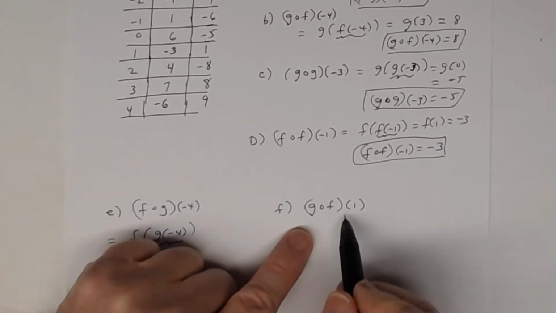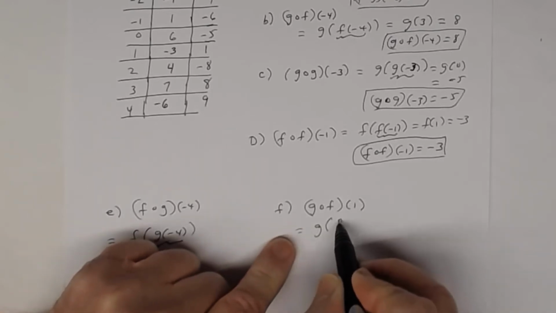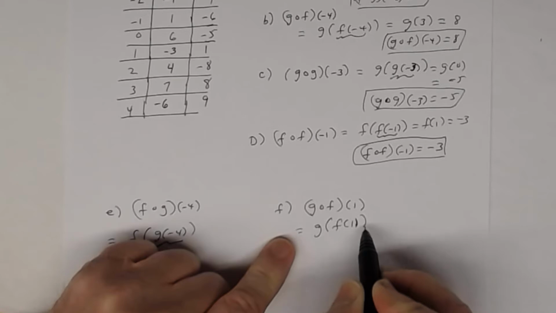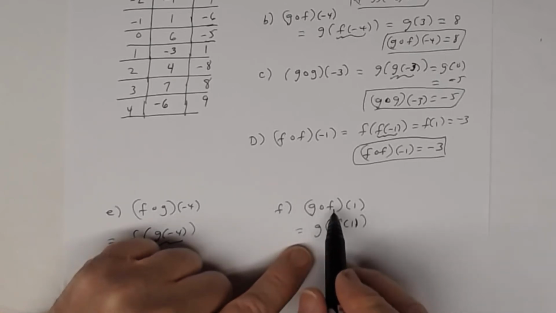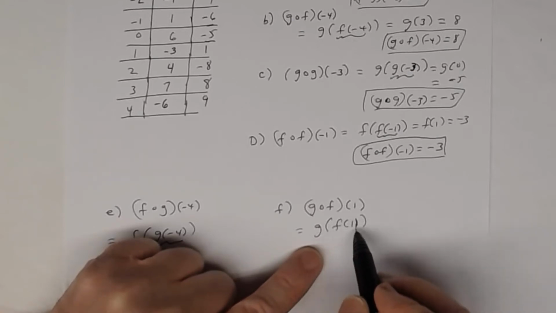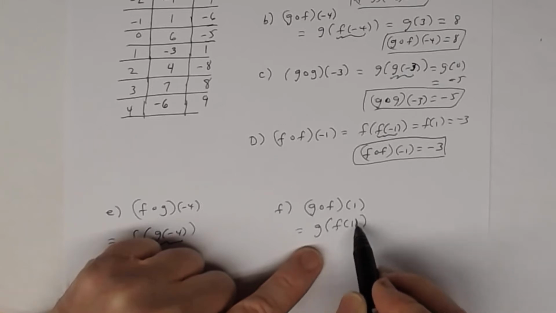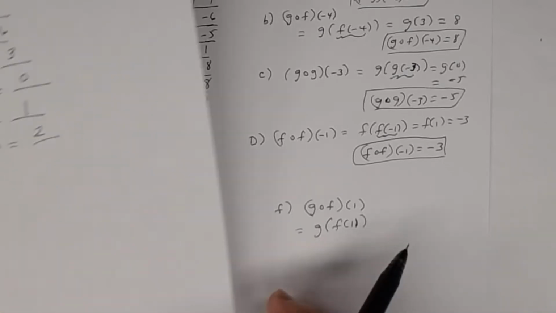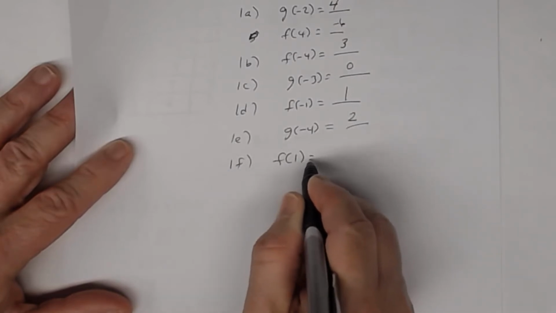So g composed with f at 1, so that means g of f of 1, right? So that's what that means using our definition. So it's very important that you rewrite this like this. And so we always find the innermost parentheses first, that inside function value. So I got to find f of 1.